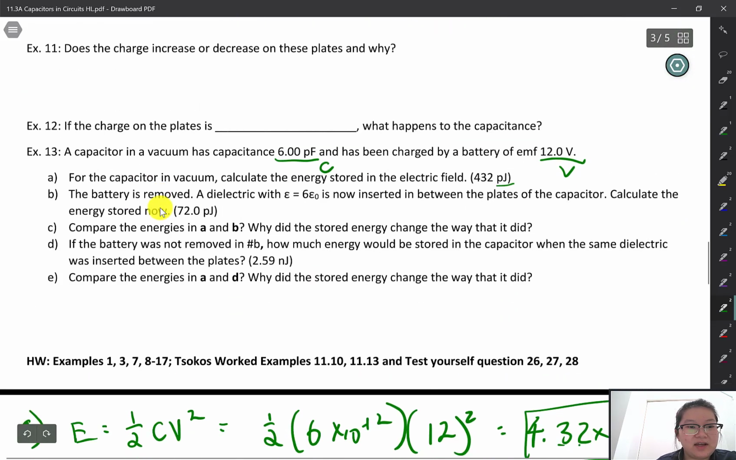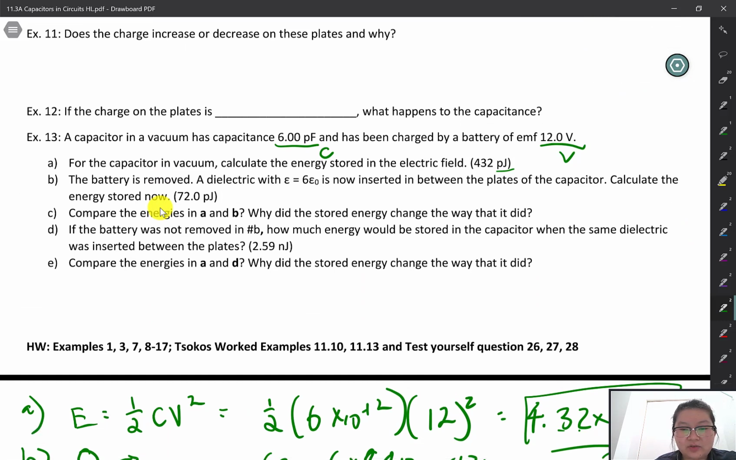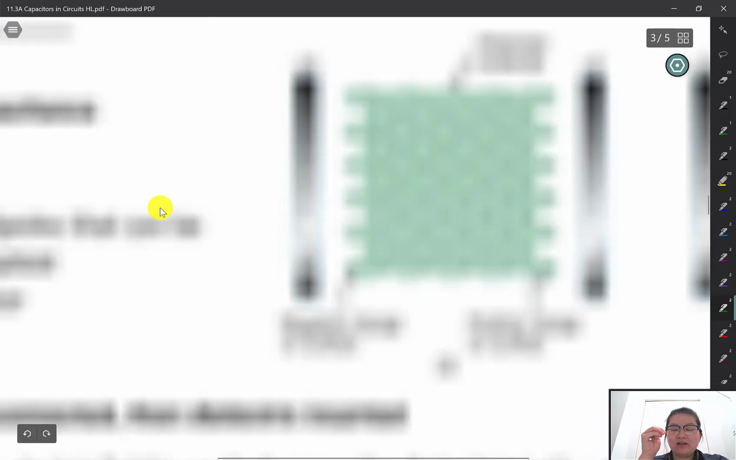Moving on to C. All right, compare the energies in A and B. Why did the stored energy change the way that it did? Okay, well, we kind of just answered that question, because once you insert the dielectric into the electric field, the electric field provided by the capacitor will cause a dielectric polarization, causing all those dipoles to line up with the electric field. Well, it doesn't align with the electric field, but the dipoles align so it matches the charges, or the negatives and the positives align between the dielectrics and the capacitor themselves. Kind of like this diagram here, okay?